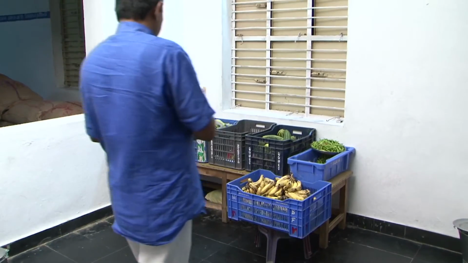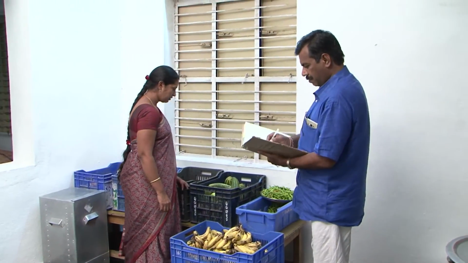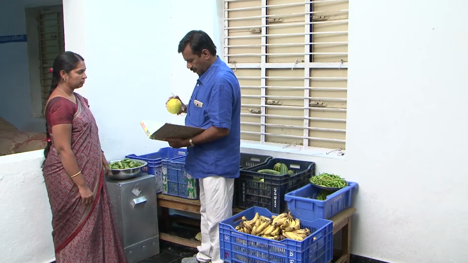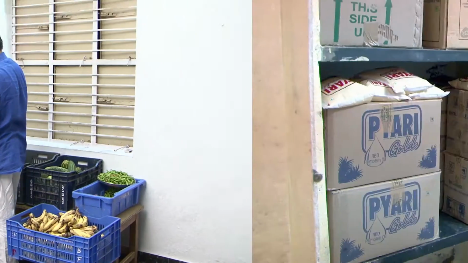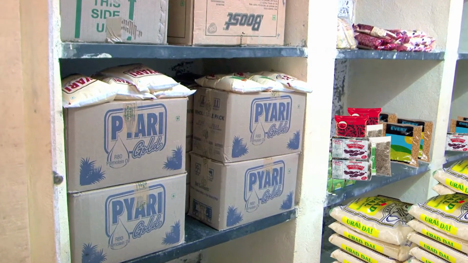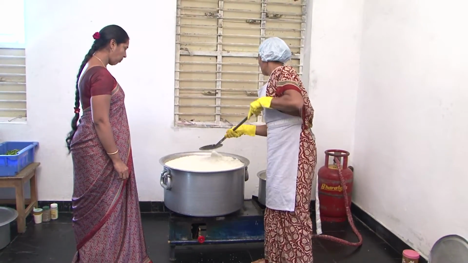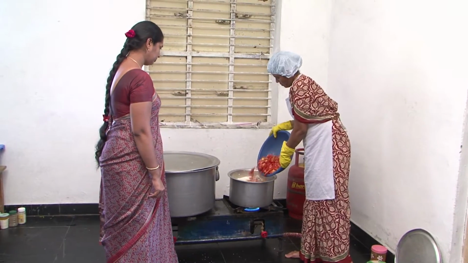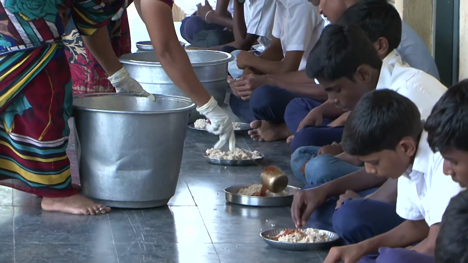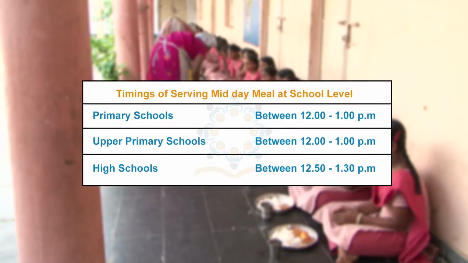The headmaster, teacher, or SMC member should regularly check if the vegetables meant for cooking midday meal are fresh and of good quality, if the pulses and condiments are of good quality, should ensure that the food prepared is in hygienic conditions and should have requisite nutrition. That hot cooked meal is served to the students at the designated time should be monitored.